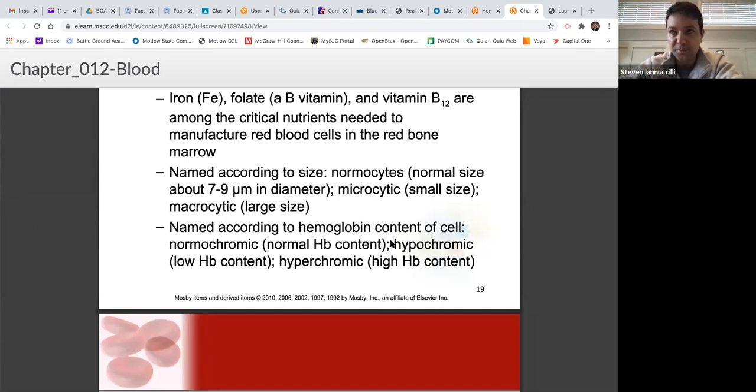So you might hear that term with hypoglycemia. Hypoglycemia is low blood sugar, where there is not enough glucose. Hypo is the opposite of hyper, right? Hyperchromic means you have high amounts of hemoglobin.